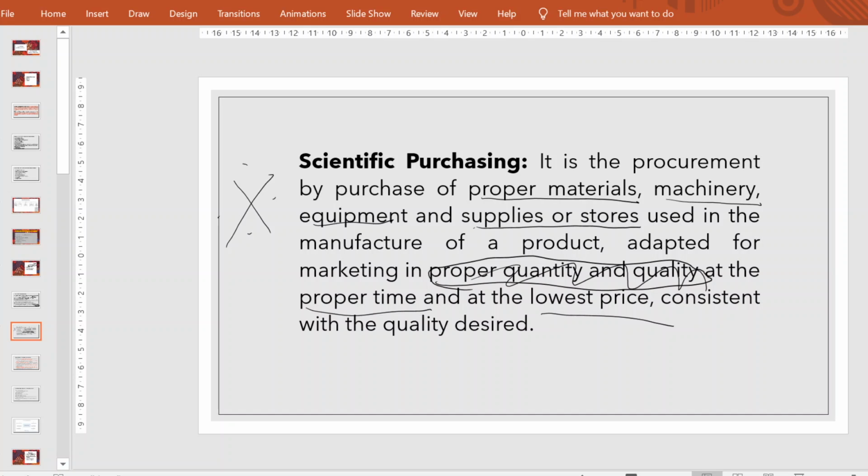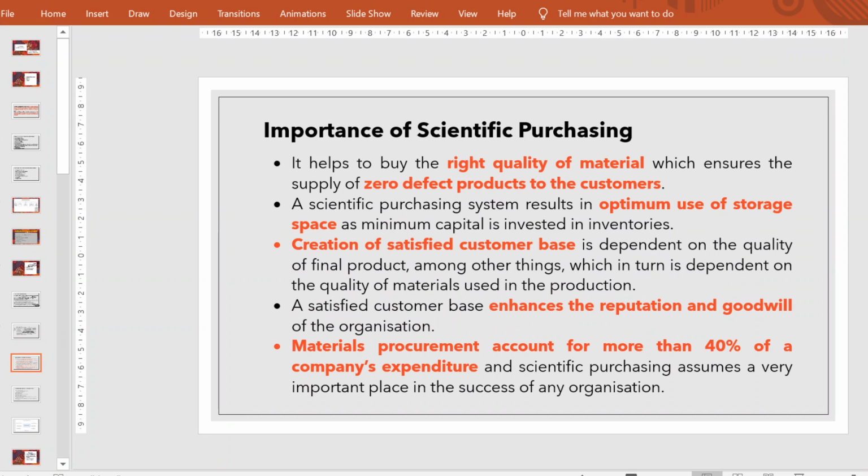Scientific purchasing will help in optimum use of storage space. So let us see the remaining ones. So as I told, right quality of material which will enable to have zero defect products. Second one, optimum use of storage space. Third one is creation of satisfied customer base.